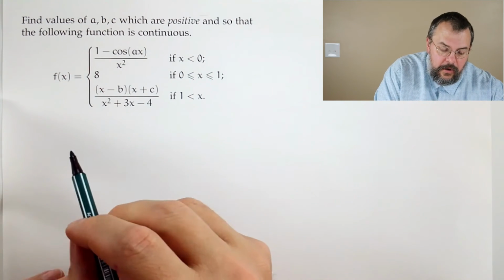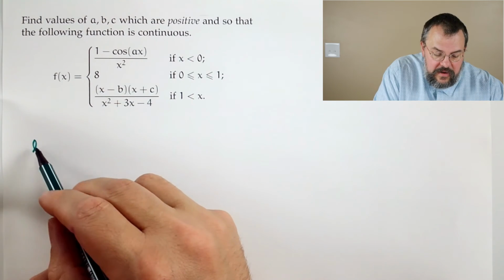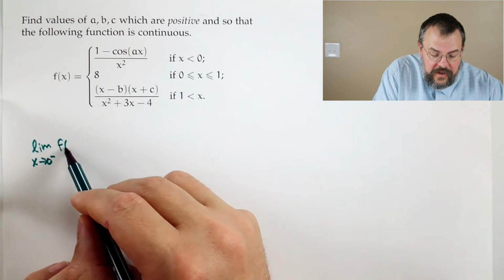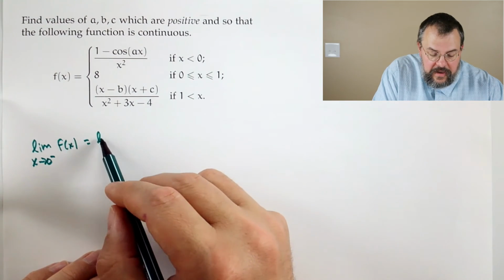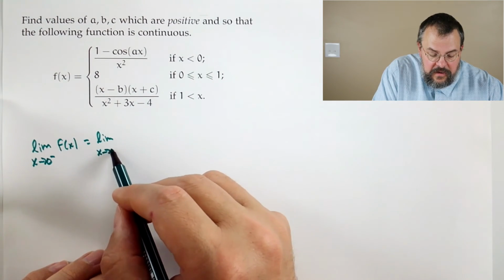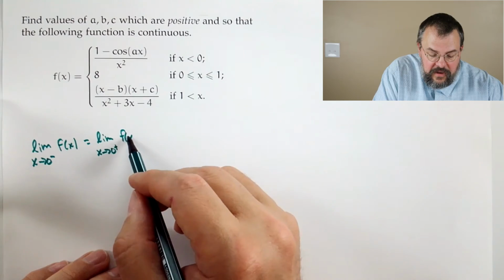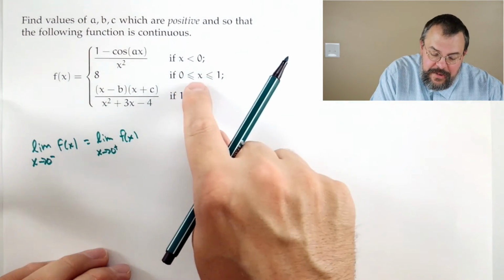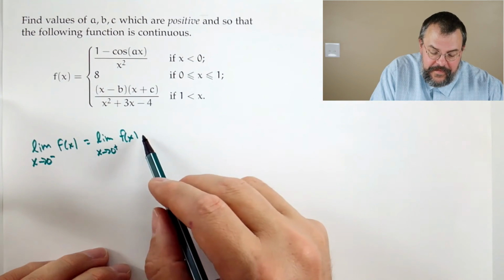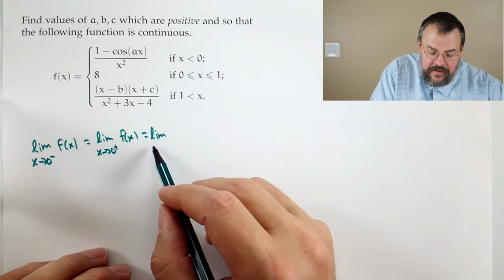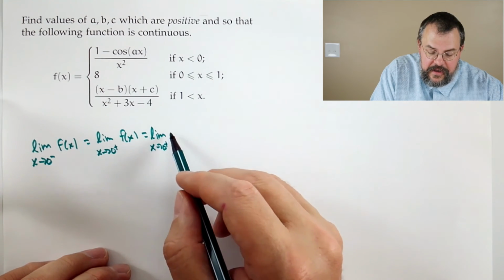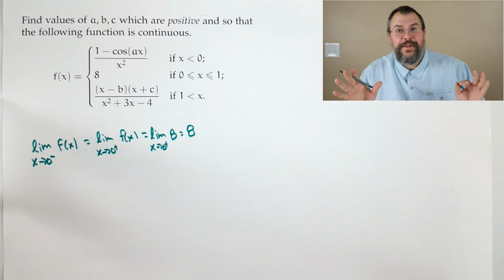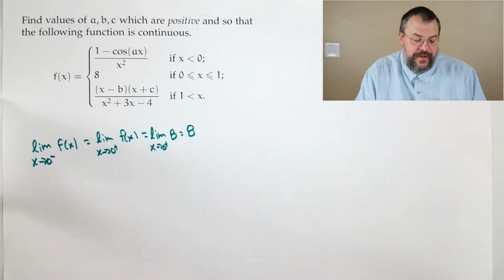So what do we need? Well, we need that the limit as x approaches 0 from below of f of x has to be the limit as x approaches 0 from above of f of x. Well, but if I'm just above 0, I'm 8. So this means that we need this to be the limit as x approaches 0 from above of 8, which is 8. Okay. So we know what we need to have that be equal to.